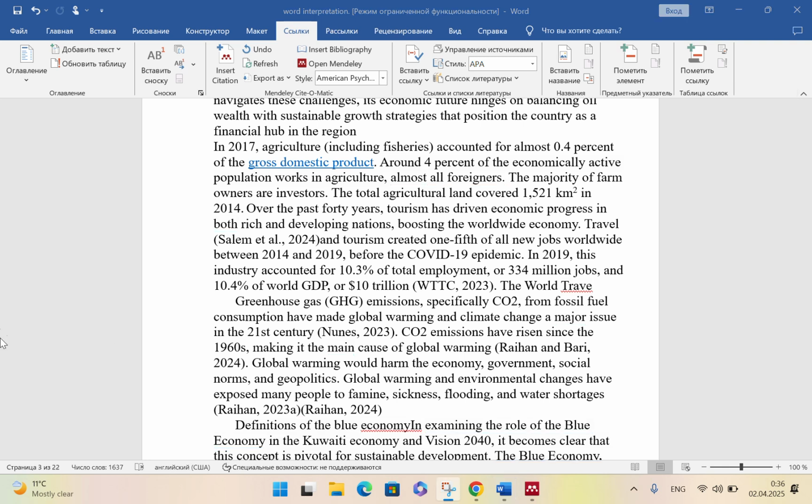This was how to get the articles from ScienceDirect and import them into Word. So that's it, guys.